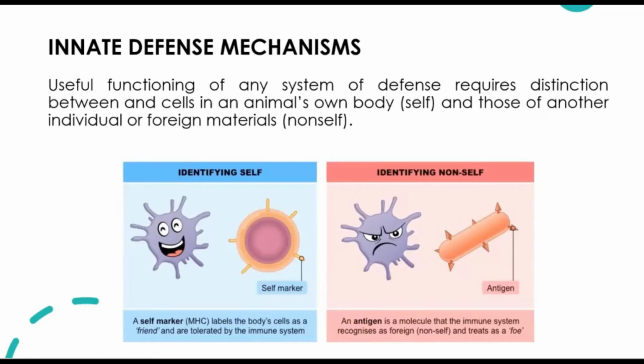So this is useful: functioning of the immune system of defense requires distinction between self and non-self cells in an animal's own body. Self is what is recognized as part of the human host, and those of another individual or foreign materials are non-self. So they recognize it as a foreign material. Here is an illustration between identifying self and identifying non-self.